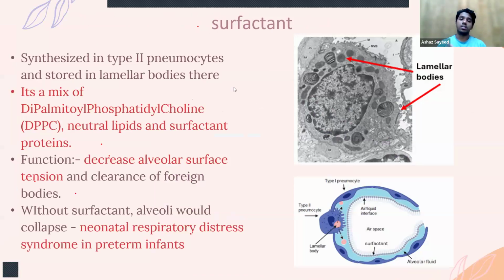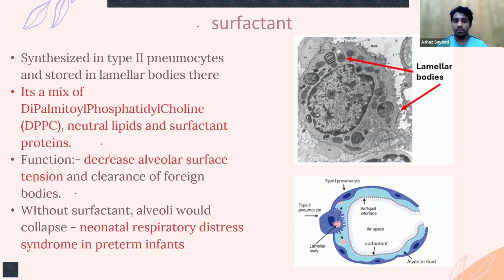Your surfactant is synthesized in type 2 pneumocytes, and it's stored in laminar bodies. That part's not really important. Just remember that surfactant is produced by type 2 pneumocytes, and it's a mix of DPPC, neutral lipids, and surfactant proteins. Three things that might come in the SAQ, I would say: DPPC, neutral lipids, surfactant proteins. Remember these three. Now, the full form of DPPC is dipalmitoyl phosphatidyl choline. If you guys want to remember this, remember it. I feel DPPC should do fine. I memorize the name.